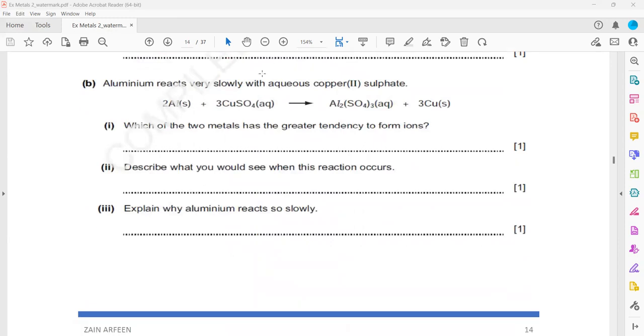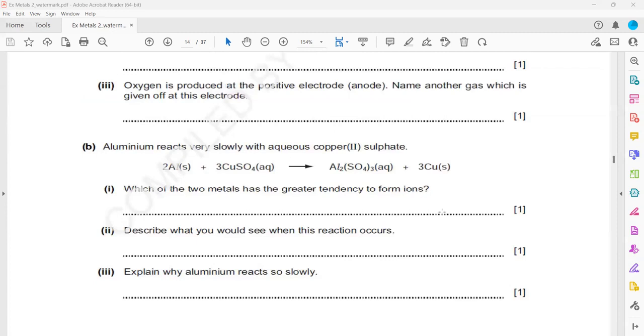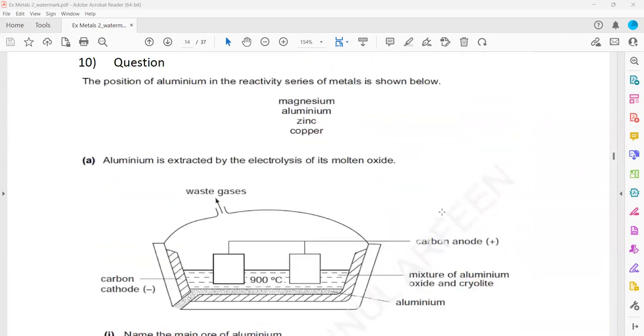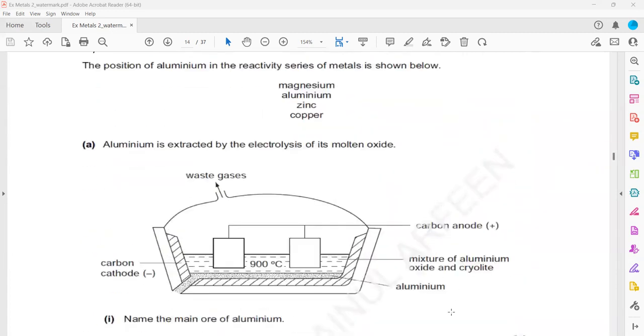Aluminium reacts very slowly with copper sulfate solution, as you can see. Which two metals have a greater tendency to form ions? You can see from this, the reactivity series is shown. Magnesium and aluminium are the more reactive metals; they have a greater tendency to lose electrons or form an ion.